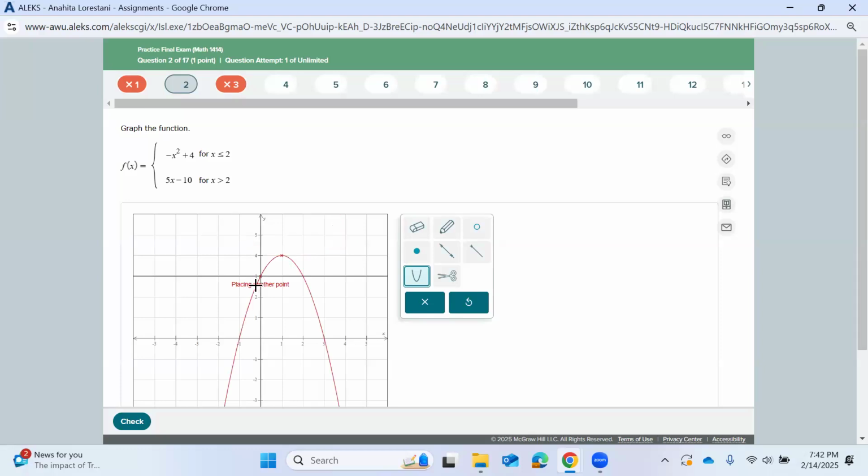And then it says place another point. One point is going to be -2 and 0. By setting negative x squared plus 4 equal to 0 and subtracting 4 from both sides, you get negative x squared is equal to -4. Divide both sides by -1, you get x squared is 4. Square root both sides, you get x is +2 and -2. So that's one of your points. And then you have another point.